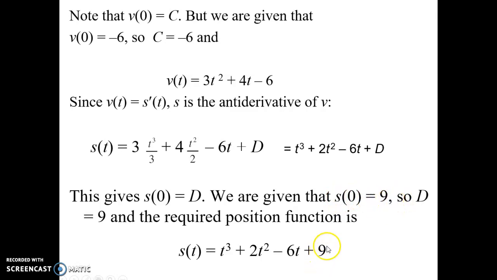Now I just want to give you a little bit of a heads up here. We don't always have it so that the initial condition ends up being the value of c or d. It just happened in this case because we had a polynomial and we were putting in 0 in for t, but that doesn't always happen.